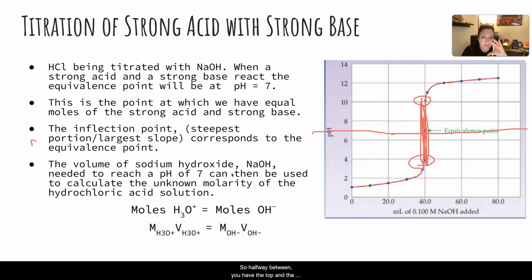So halfway between, okay, so you have the top and the bottom where it's vertical, halfway between is your equivalence point. So if we have the volume of sodium hydroxide, which is your NaOH, where do we have the volume from? Right here on our x-axis. And we know its concentration. Then we can use it to calculate the molarity of the acid. How can we do that? Because we know how much acid we added into the flask.